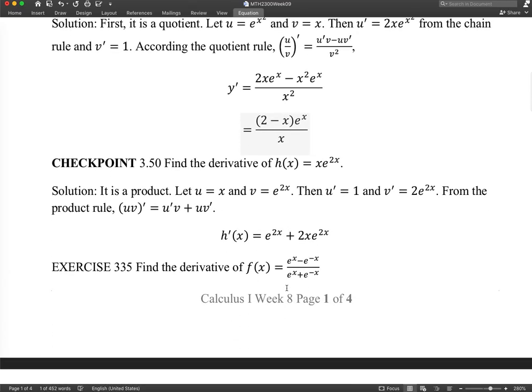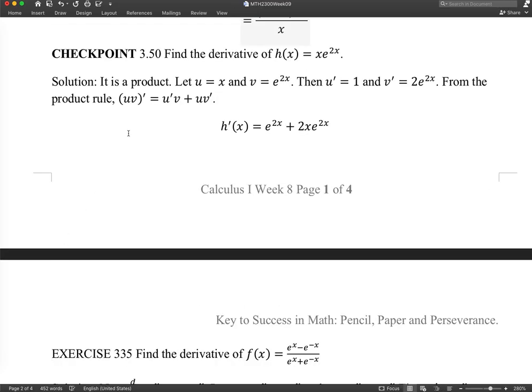I think I have another example. It is from the textbook. Checkpoint 3.50. Find the derivative of this. And well, I'm still seeing there is a chain rule involved. But anyway, the function h here, it is a product. So there must be u and v, right? I'm taking u as the x, v as the exponential function, e to the power of 2x. U prime is 1. V prime, it's from the chain rule.